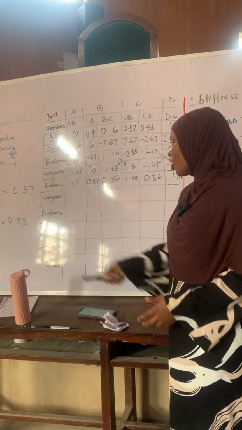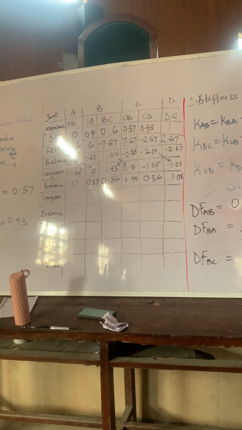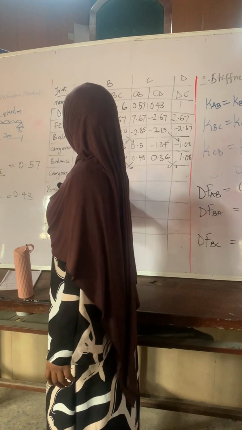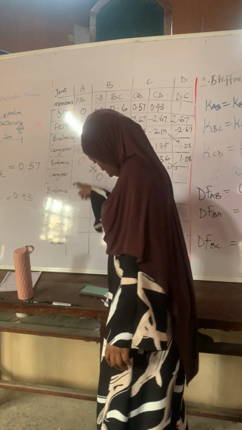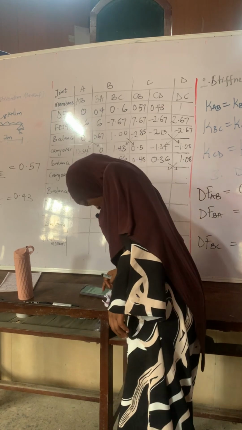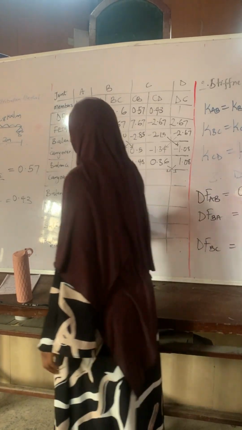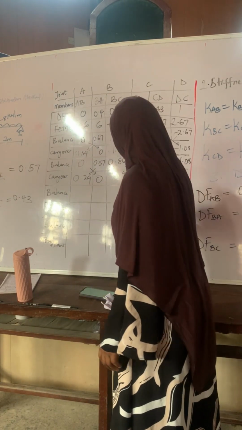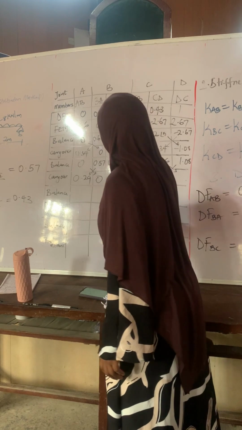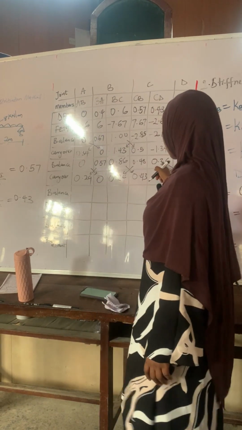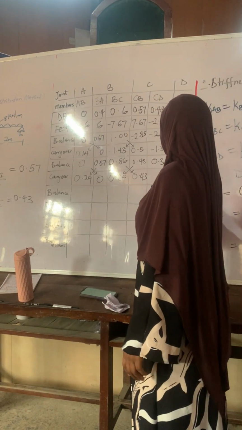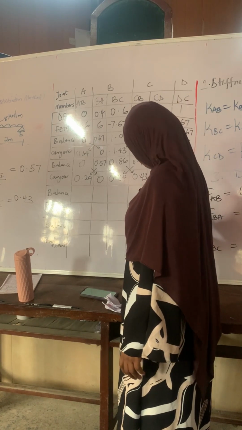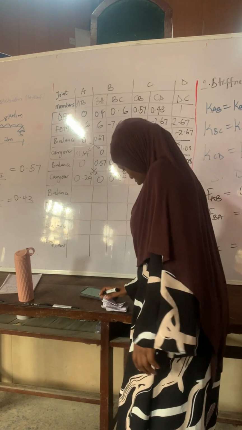So you carry over zero, zero. 0.57, half of it. 0.29, right? Half of 0.86. Half of 0.48. Half of 0.36. Half of 1.08.